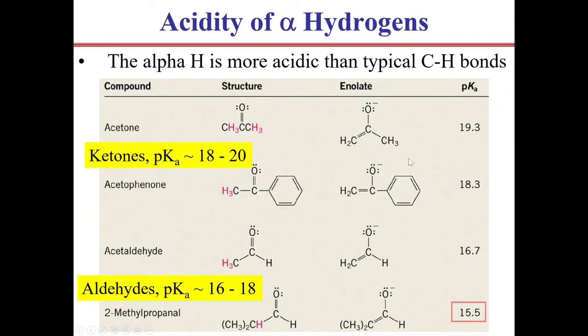So in this chapter, we're going to see a lot of alkoxide bases ripping hydrogens off of carbons at the alpha position in aldehydes and ketones. That's going to be the first step in a lot of our chemical reactions.